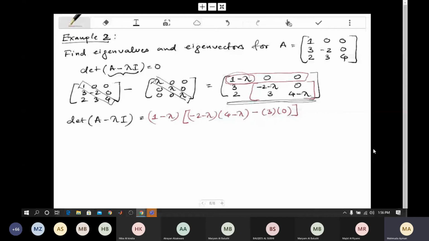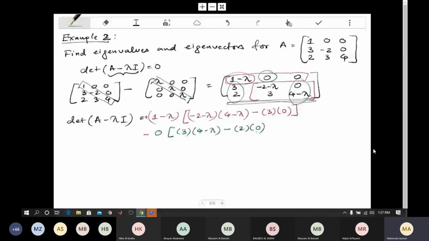So we take the next element as 0 here. The next element is 0. So 0 times anything will be 0, but I'll just write it here so you know. Leaving its row and its column, we will take the other two rows and columns and find the determinant of that. So it will be 3 times 4 minus lambda minus 2 times 0.